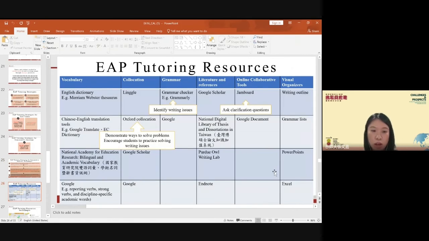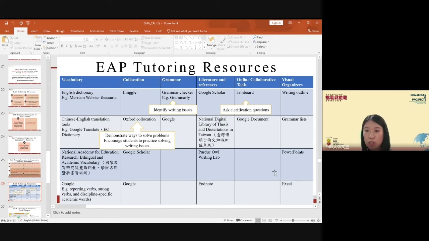The tutor also shared a lot of tutoring resources throughout the process, focusing on vocabulary, for example, a dictionary or academic terms. They also talked about using collocation tools such as Lingo or Oxford collocation, and some kind of grammar checker to help them identify writing issues, as well as literature and references. Some of them also use online collaborative tools such as Jamboard or Google Document for students to clarify their ideas.